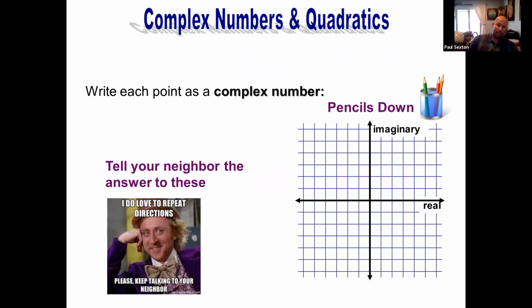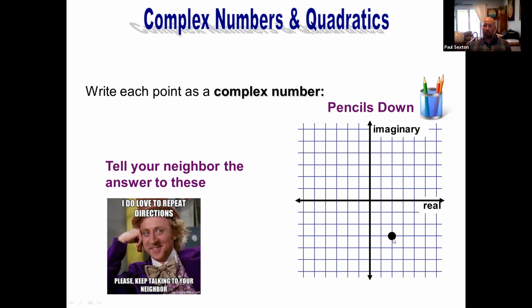Normally I'd have you talking with each other on this, but say we had this point right there. That point is on the complex plane. Think about what the complex number would be that represents that point.